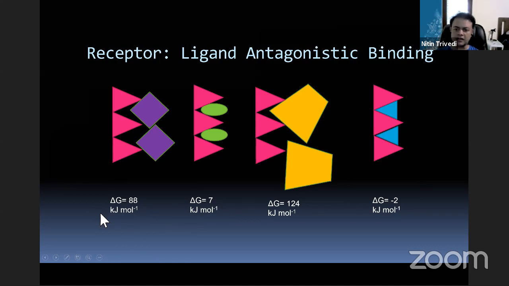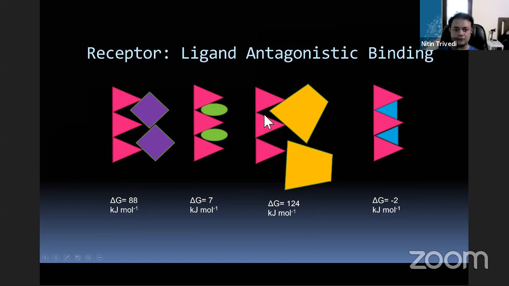The unit of this Gibbs free energy is kilojoule, or kilocalories per mole. Now coming to the green one, it is seven. So it's much, much better. The seven fit is much, much better because delta G is lesser. Now coming to this yellow plant extract, it's so much higher, 124. The fit is not at all good.